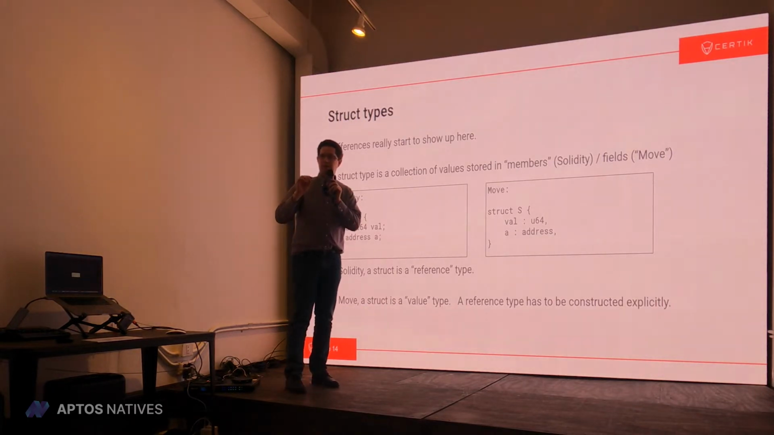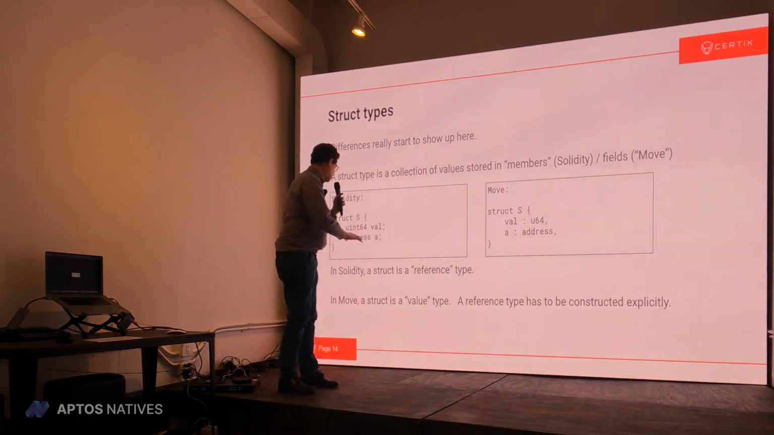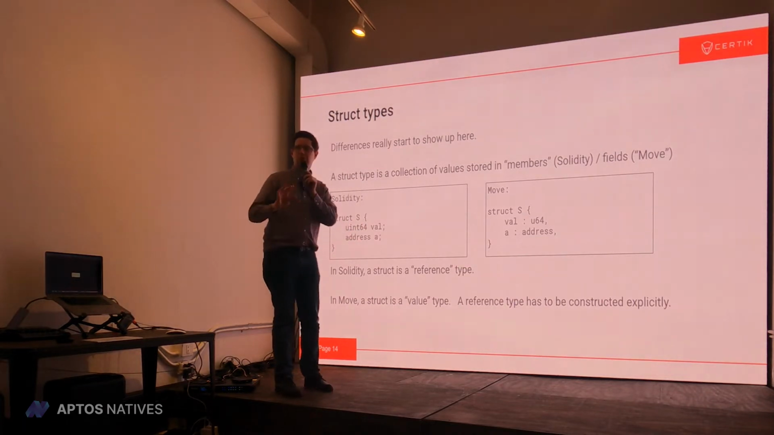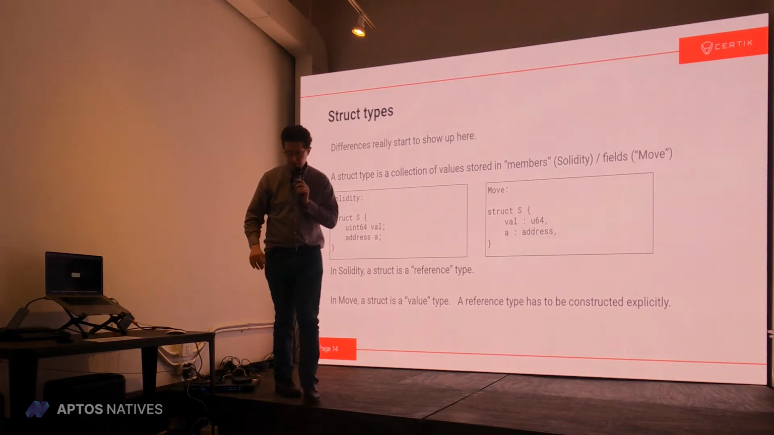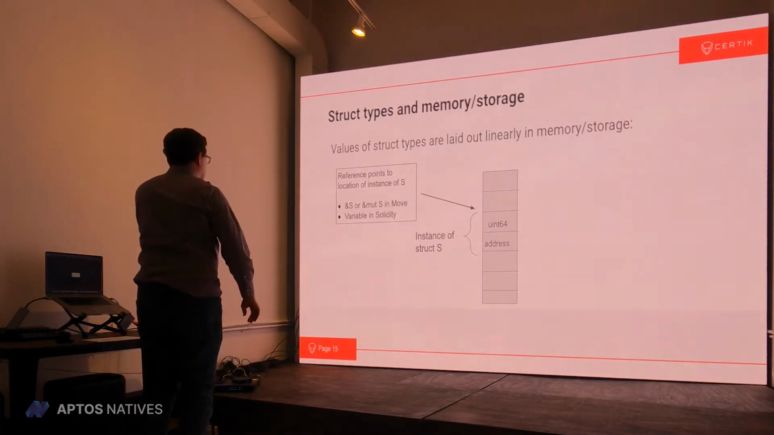So a struct actually means it's a pointer to something that's in memory already. In Move, a struct is a value type. So if you actually want to create a reference type, you actually have to construct that explicitly. And I have a nice diagram to show this here.